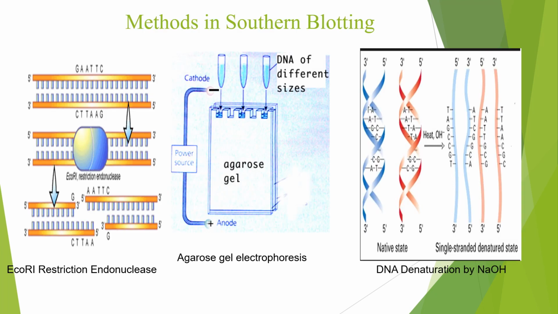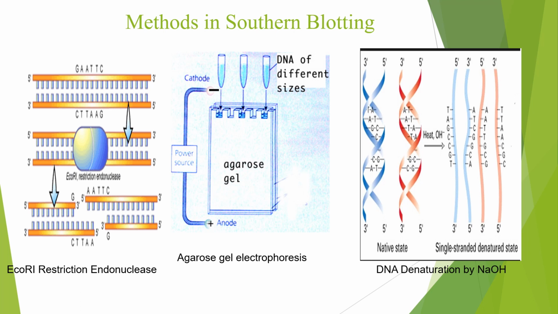Methods involved in Southern blotting. First, the restriction endonuclease cuts high molecular weight DNA strands into smaller fragments. The mixture of fragmented DNAs is separated by agarose gel electrophoresis. The restriction fragments present in the gel are denatured with alkali and transferred onto a nitrocellulose filter or nylon membrane by blotting.